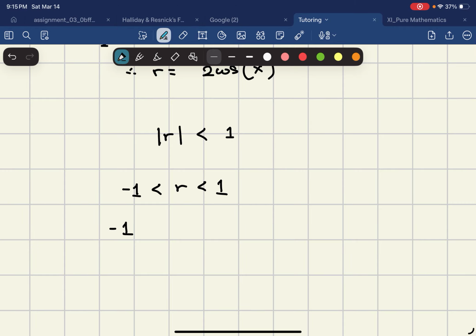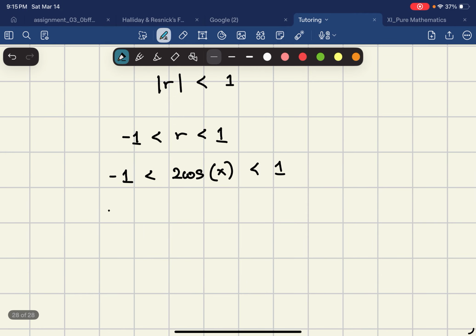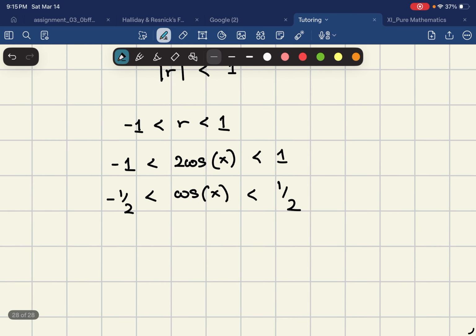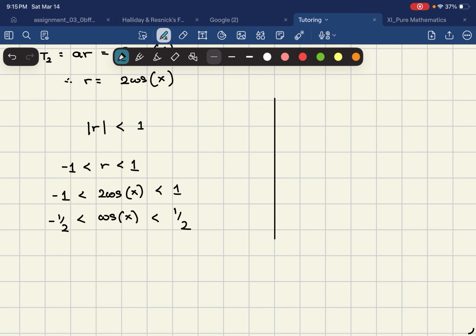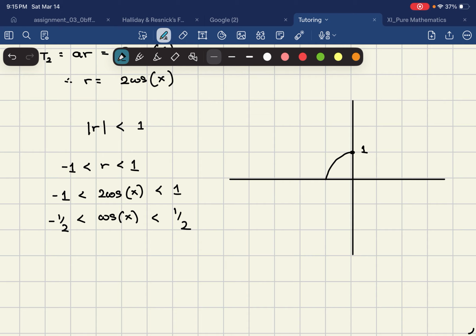Now we just substitute our r value, negative 1 less than 2 cosine x less than 1. And therefore, if I divide by 2 everywhere, I get negative 1 by 2 less than cosine x less than 1 by 2. So since 2 is positive, I don't have to worry about switching my inequality signs. So now we have to think about the cosine graph. So if I roughly draw it out for you, the cosine graph looks something like this. So it starts at positive 1 and it's an even function. So an even function means it's symmetrical about your vertical axis. So it goes like this.